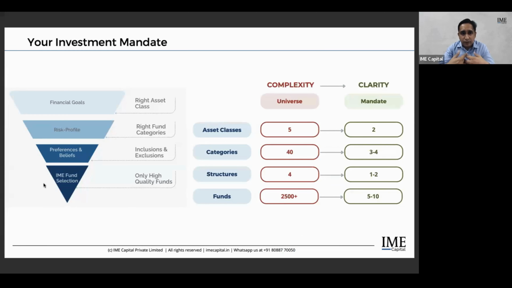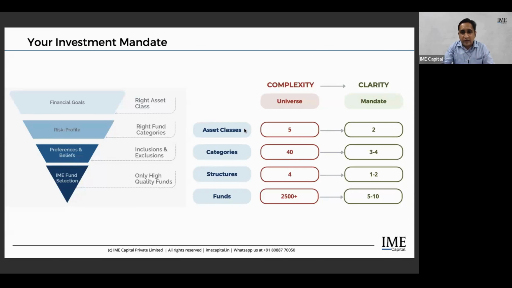So the process of an investment mandate is really about taking an investor's financial goals or financial plan to help understand the right asset class, taking their risk profile to help identify the specific categories within that asset class that are the most relevant, incorporating the preferences and beliefs to include or exclude certain specific categories of funds, and then finally having a very clear fund rating or fund selection methodology to ensure that only high quality funds are entering the investor's portfolio. The whole aim is to take an investor from this complexity of way too many investment options towards clarity.